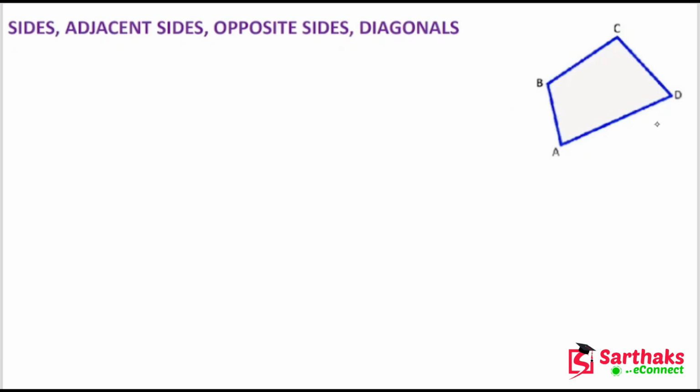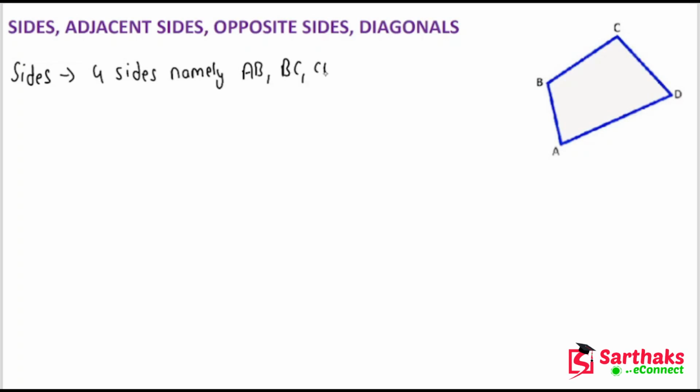Sides are nothing but the line segments which form the boundary of the quadrilateral. So there are four sides. With the help of the figure, let me point out the sides. We have four sides, namely AB, BC, CD and AD. Okay, AB, BC, CD and AD. These are four sides, or you can call it DA, whatever you want. These are actually the four line segments which are forming the boundary. So these are four sides.